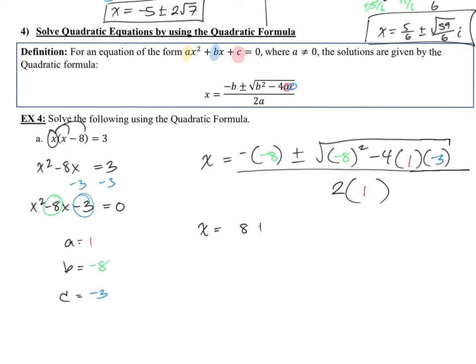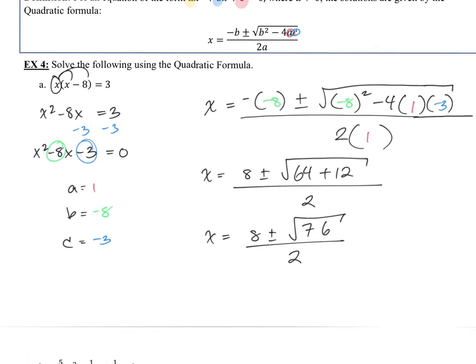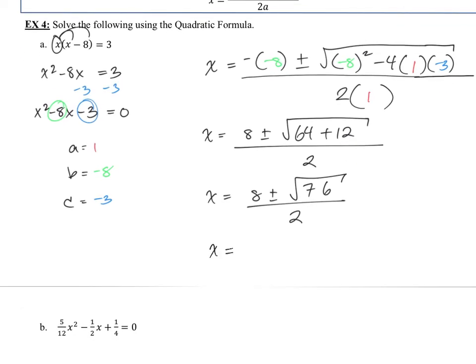X equals 8 plus or minus the square root of 64 plus 12, divided by 2. X equals 8 plus or minus the square root of, that's going to be 76, divided by 2. All right, can we simplify the radical? Well, inside that radical is 4 times 19. So this is going to be 2 root 19 all over 2.